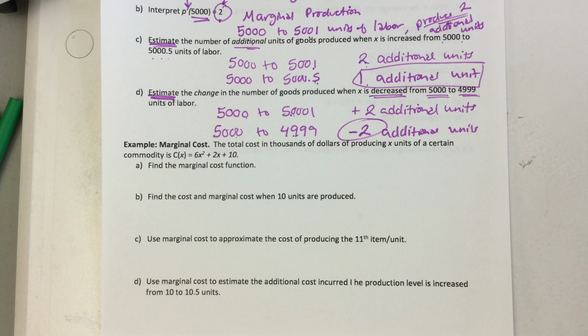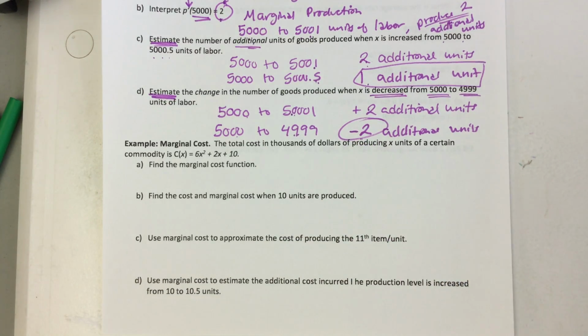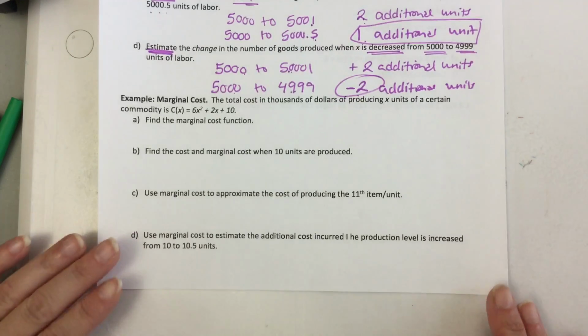So again, rather than increasing our labor so we get more units, if you decrease your labor the same amount, I would assume that you would decrease the amount of units the same amount as well. Okay, so just kind of thinking through the problem. Here's a whole other question.